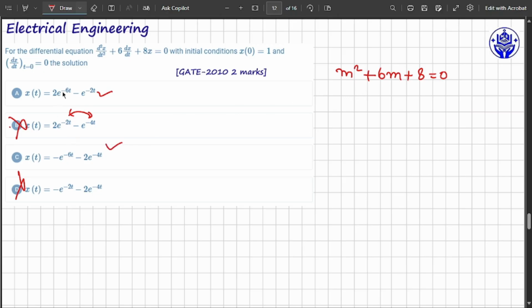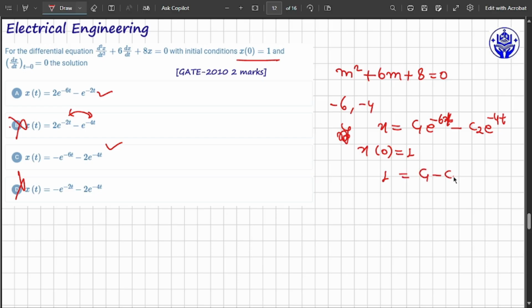See, if the roots are minus 6 and minus 4, then the solution is x equals c1 e to the power of minus 6t plus c2 e to the power of minus 4t. Here we have x of 0 equals 1. It means I put t equals 0. So it will be 1 equals c1 plus c2.